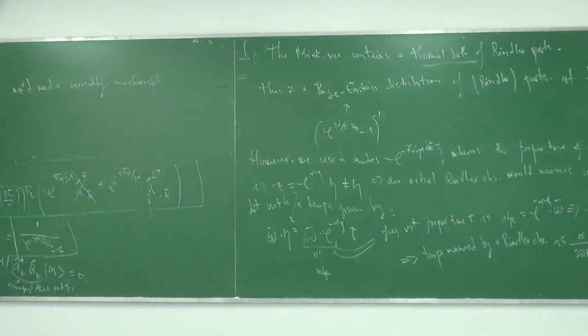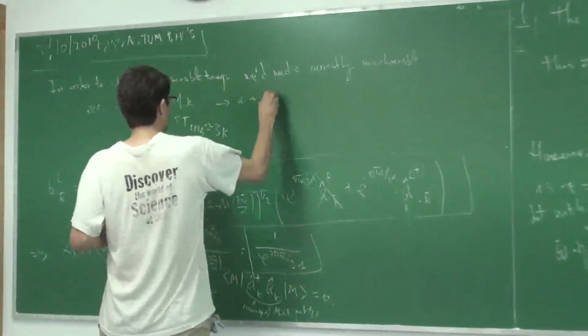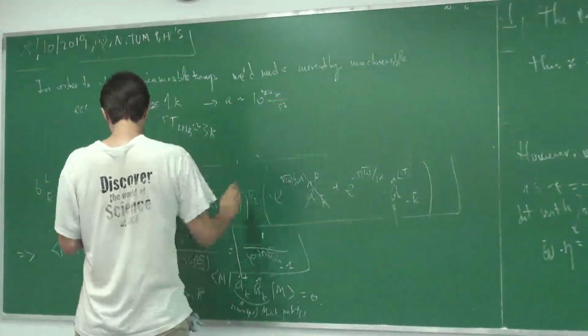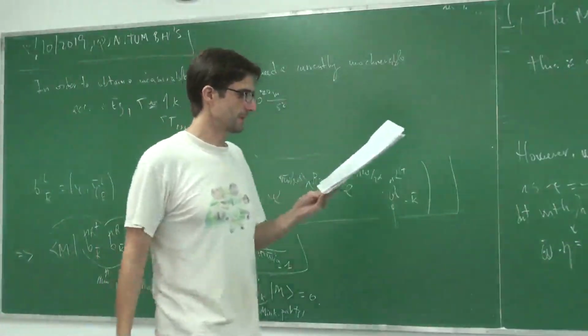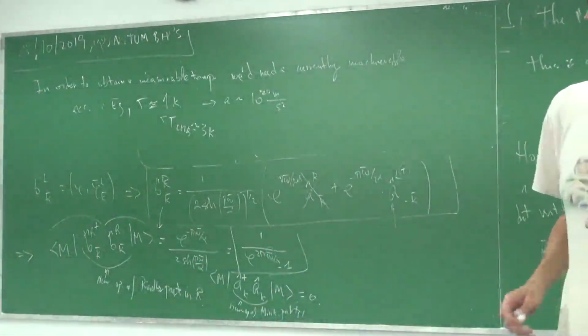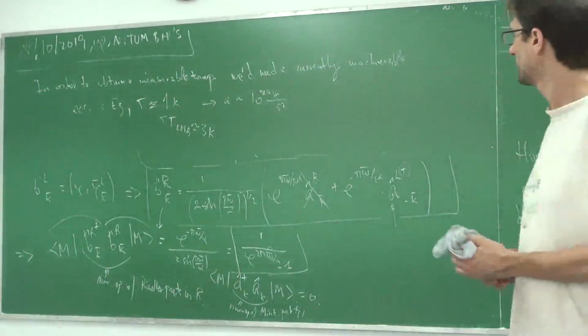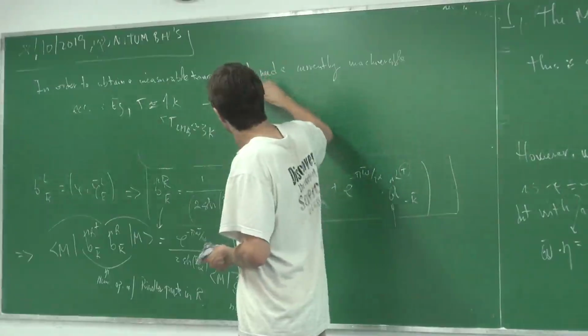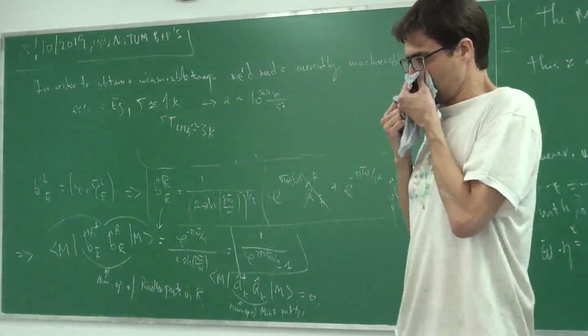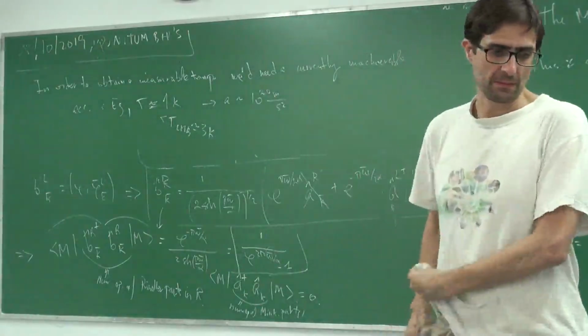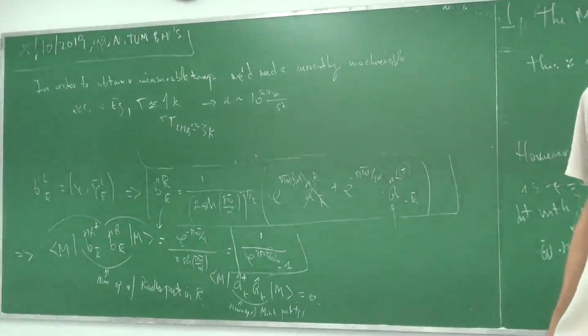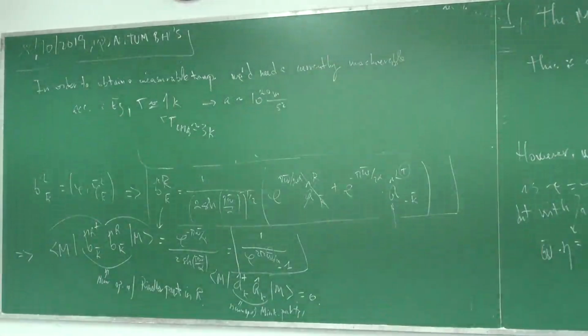To get a temperature of 1K, which is still lower than the CMB temperature, you would need an acceleration like this, and this is less than the acceleration of electrons in the accelerator at Stanford. Any questions?